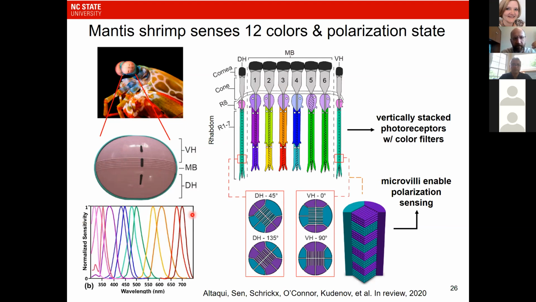So here are the 12 photoreceptors, or the 12 colors it senses, whereas our eyes only sense 3. And they can detect polarization. That's primarily done in what's called the dorsal hemisphere and the ventral hemisphere, where they do a similar thing with this rhabdom, this vertical tube, within which they have what's called microvilli that essentially rotate the polarization state of the light. And then they detect that rotated polarization state of light.